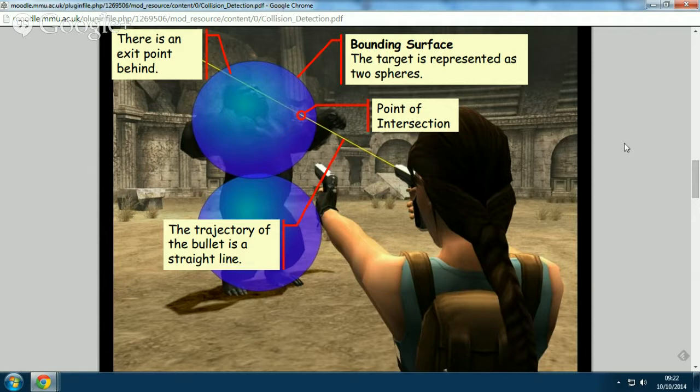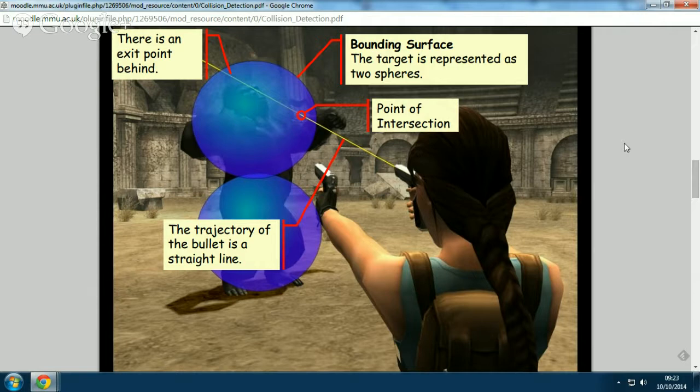Well, you can simplify it a lot and still retain a realistic experience, perhaps by just treating the gorilla as if it was just two spheres, an upper sphere and a lower sphere. And maybe that will be good enough. And then the system will just track whether this line coming out from the gun intersects one of these two spheres. If it does intersect, it says the bullet has hit the gorilla. Ouch. If it misses the spheres, then it says the bullet has missed the gorilla.